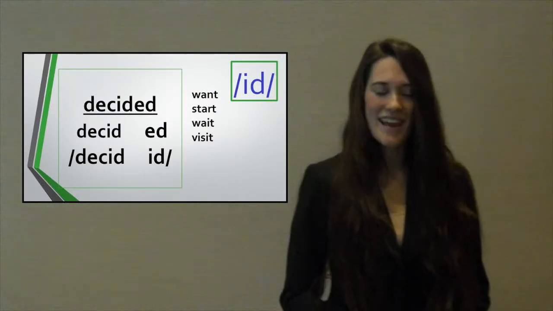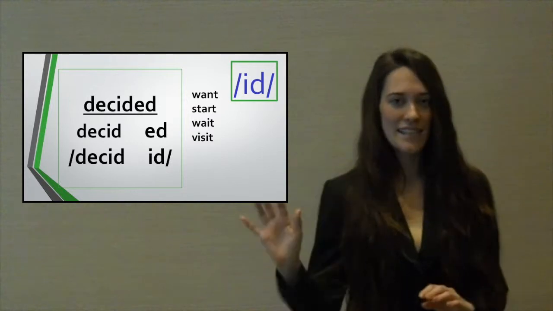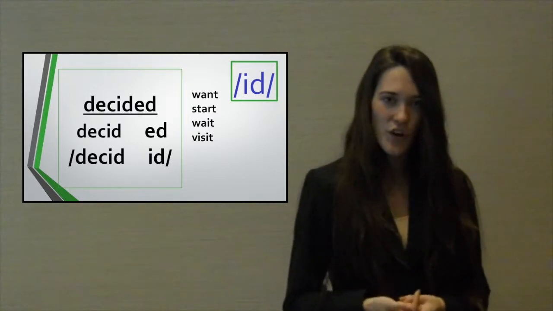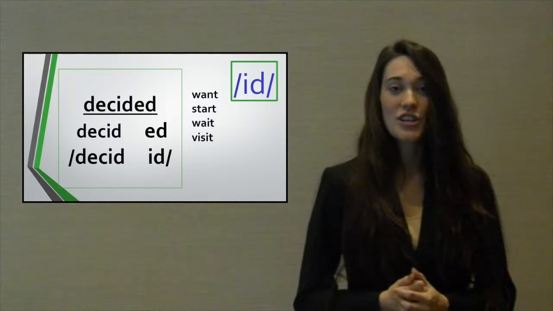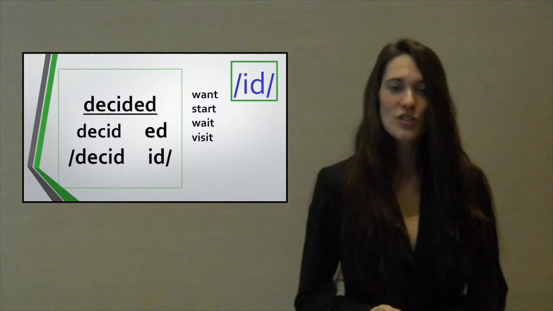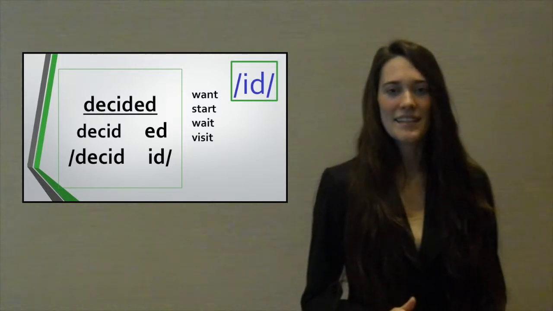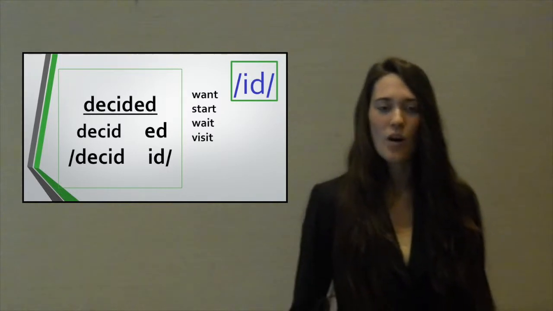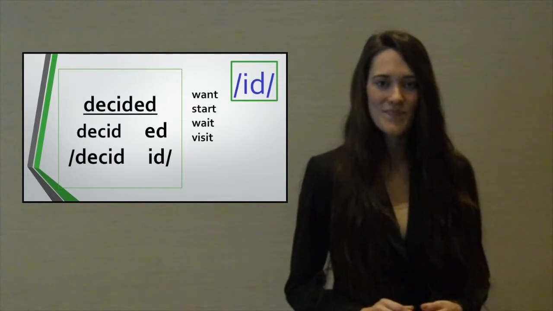Now we're going to talk about the id. This one is unique. There's the D and the T. But now, if you have a D or a T at the end of the verb stem, at the end of the main verb, then you're going to use the id at the end. So let's take the verb decided. Decided. Other verbs like this are want, start, wait, and visit.